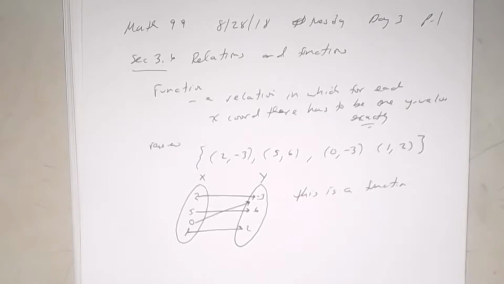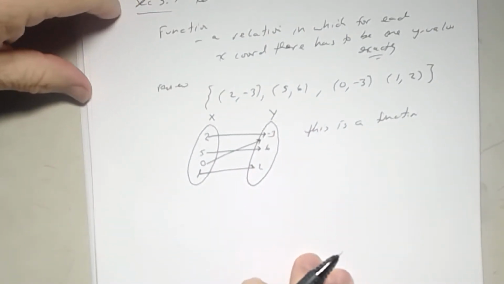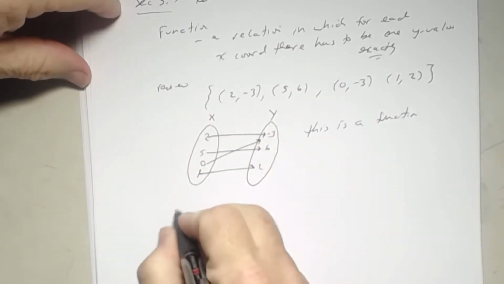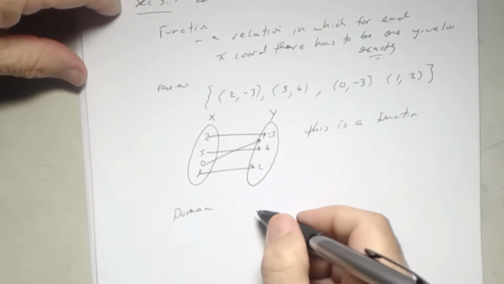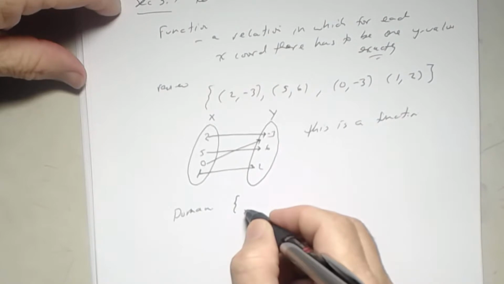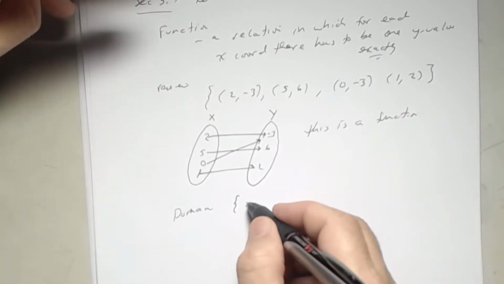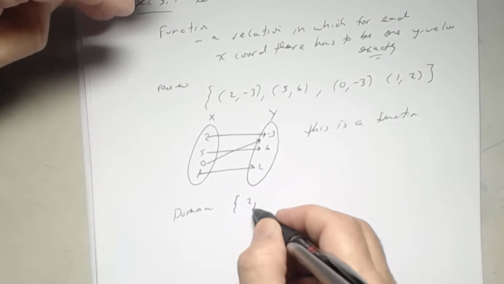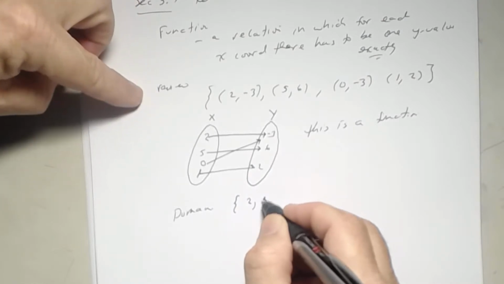All right. Now let's look at this. I think we started talking about domain and range, right? In this case, what would be the domain, and how would you write it? You have to write it as a set, and if it occurs more than once, you only write it once. So what's the domain? 2, 5, 0, and 1.